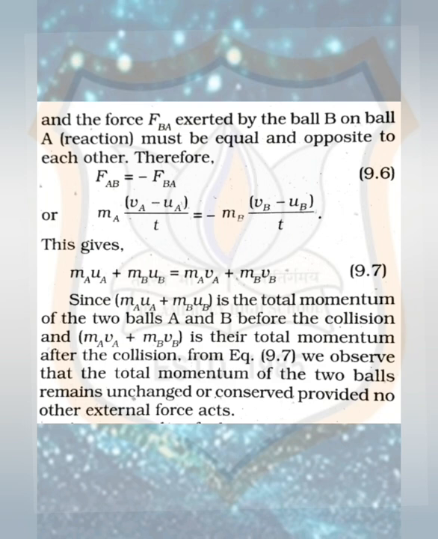Since MAUA plus MBUB is the total momentum of the two balls A and B before collision, and MAVA plus MBVB is their total momentum after collision, from the equation we can say that the total momentum of the two balls remains unchanged or conserved, provided no other external force acts.